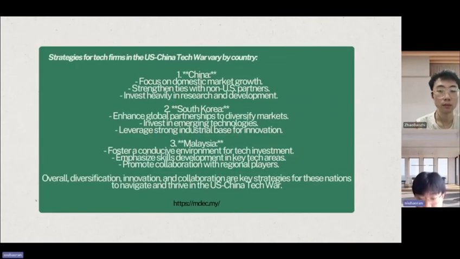Okay, let's look at strategies for dealing with the US-China tech war. One, China: focus on domestic market growth, strengthen ties with non-US partners, and invest heavily in research and development. Two, South Korea: enhance global partnerships to diversify markets, invest in emerging technologies, and leverage its stronger industrial base for innovation. Three, Malaysia: foster a conducive environment for tech investment, emphasize skills development in key tech areas, and promote collaboration with regional players. Overall, diversification, innovation, and collaboration are key strategies for these nations to navigate the US-China tech war.